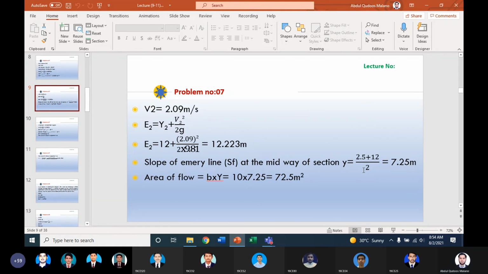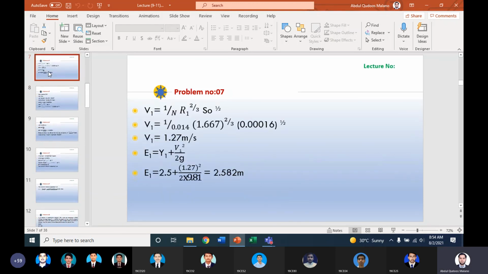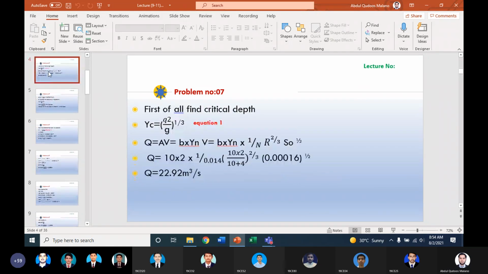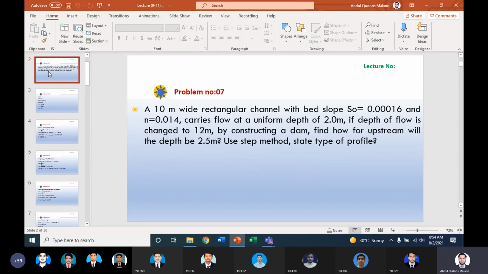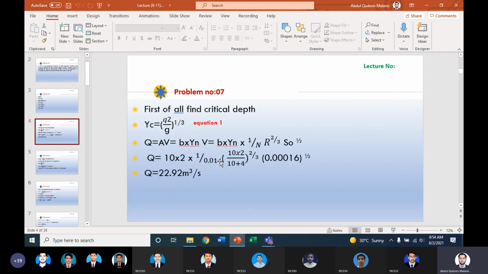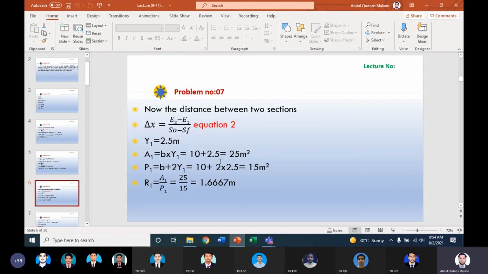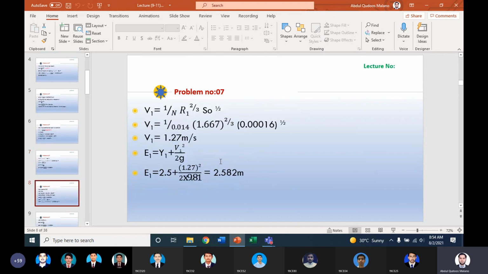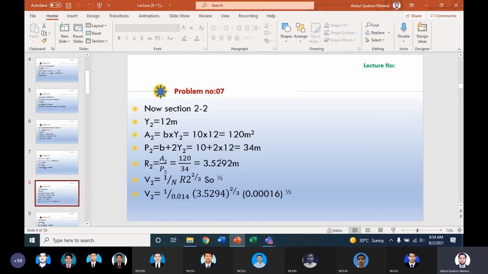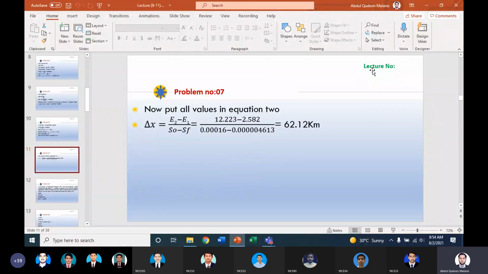Okay. Any other question on this? This is very simple. We were asked three things: state the type of the profile and calculate the distance delta x, how much the depth is going to change. So we have determined these things by determining the critical depth. Then the profile was known to us, then we determined E1, E2 and then SF, the energy slope. So with that we got the distance at which this depth change will form.